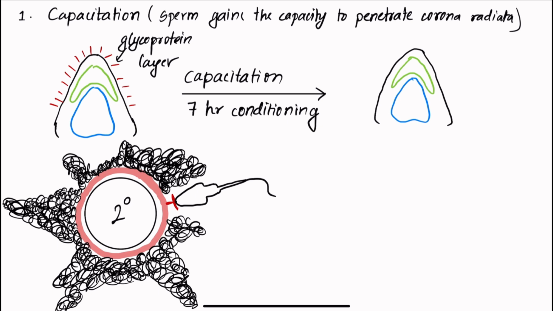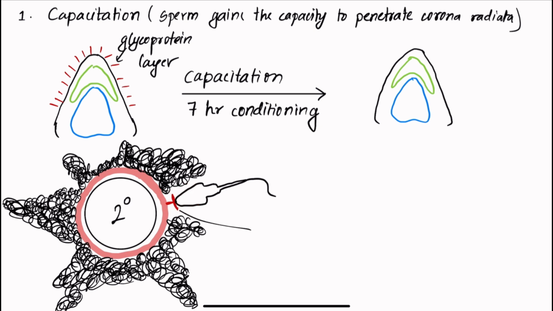However, after going through the process of capacitation, the sperm loses its glycoprotein layer and finally gains the capacity to penetrate through the corona radiata. After the sperm penetrates through the corona radiata, the head of the sperm attaches itself to a protein receptor that is present on the surface of the zona pellucida. So this layer right here is what we call the zona pellucida, which is present right below the corona radiata. The surface of the zona pellucida contains these protein receptors. To these protein receptors, the head of the sperm gets attached.